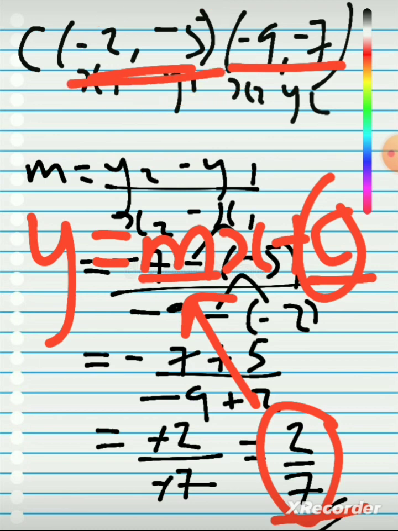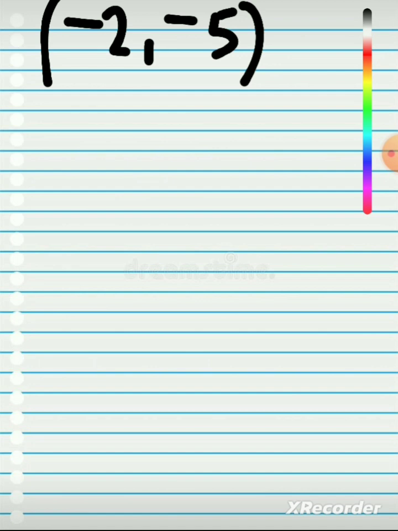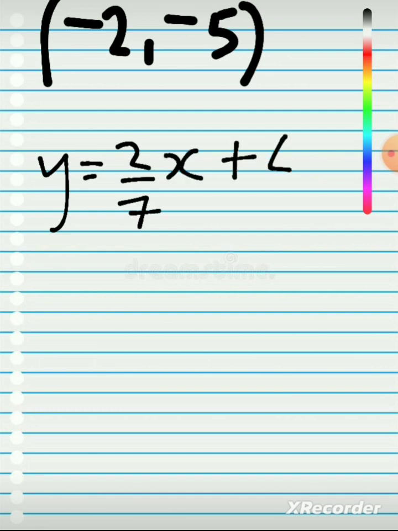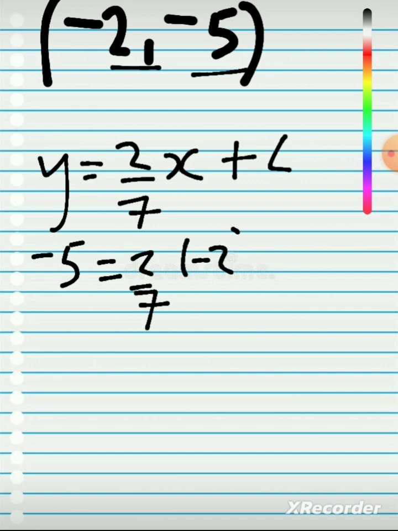Whichever you want. Me, I'll pick -2, -5, since they are smaller numbers, so they may simplify my calculations. So I've picked -2, -5. We have y is equal to, where there's m, I put 2 over 7 x plus c. So now this is y, this is x. Where there's y, I put -5, and 2 over 7 x is -2 plus c.